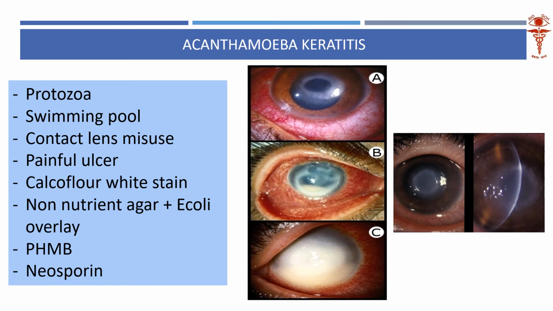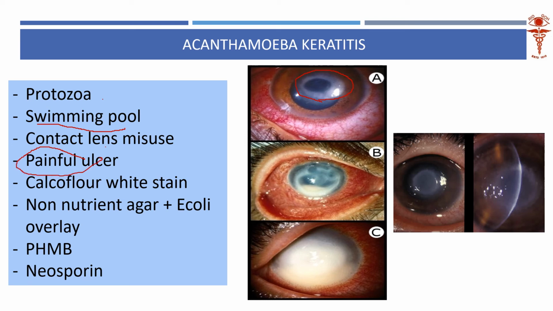The third interesting ulcer is an ulcer which is caused mainly by swimming pool infection, caused by a protozoa, and that protozoa can also be acquired by misuse of contact lenses. The patient uses contact lenses and doesn't clean them properly, or overwears them, or uses homemade solutions for cleaning contact lenses. They will get this kind of ulcer. This ulcer is a central disc-shaped ulcer, which is very painful. That is the hallmark of this ulcer, pain.